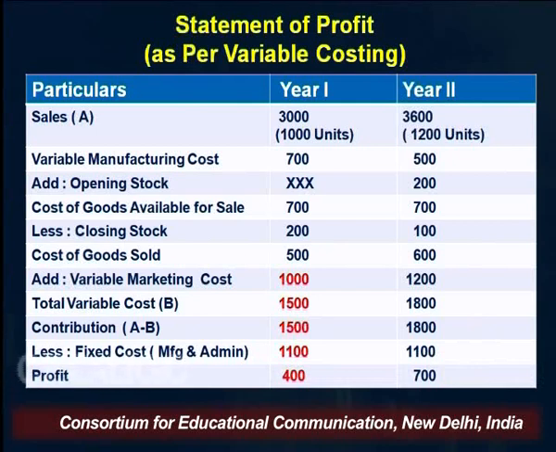See, I am not elaborating on it much because I know that you understand what marginal costing is and the way we deal with it. I shall devote some more time to the absorption costing statement. So here the profit is 400 and 700. Now let us see what happens when we go for preparing it as per absorption costing.